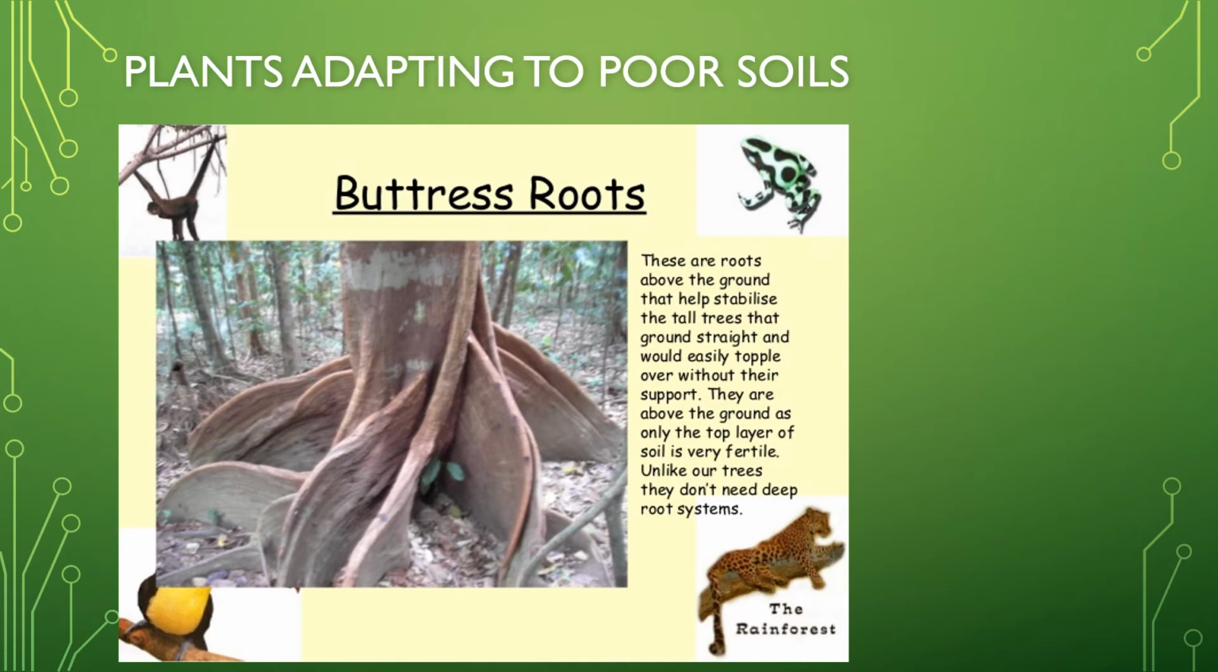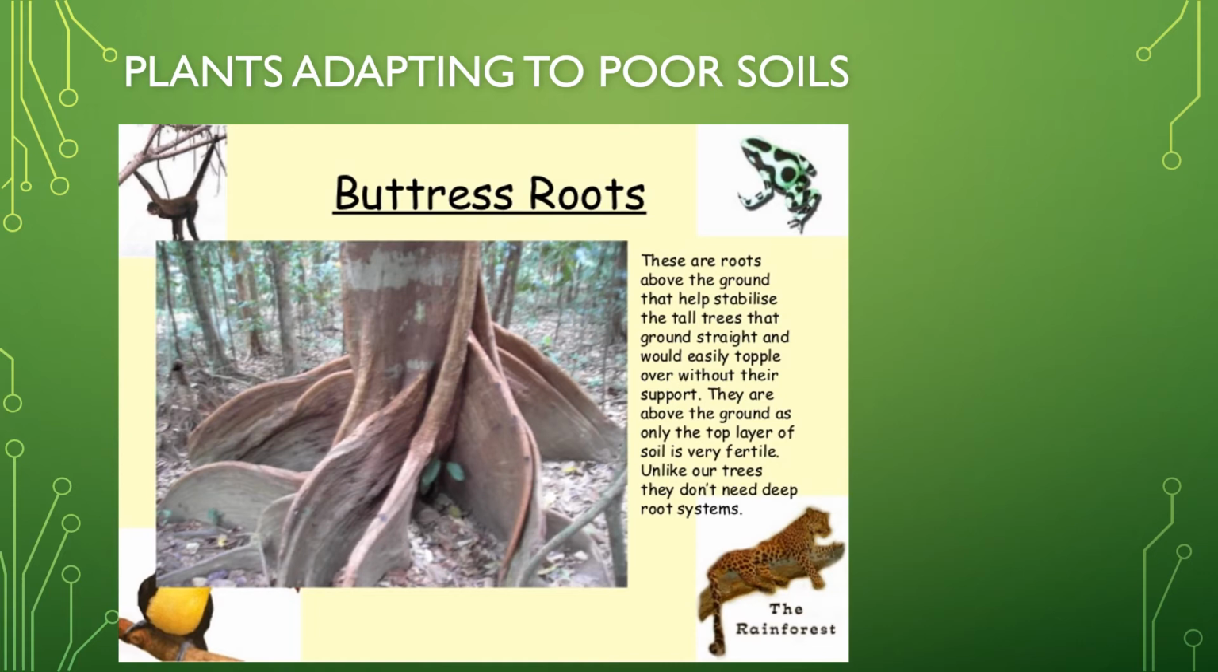Now the last one of the plant adaptations is adapting to poor soils. This is the bottom of a very large tree, and you'll notice that the roots are actually sitting on top of the soil and they're all spread out. So if this is the UK, you wouldn't see those roots at all, they'd be deep underground. But in the rainforest, remember, the soils aren't fertile, so there's no need for the roots to go in there.